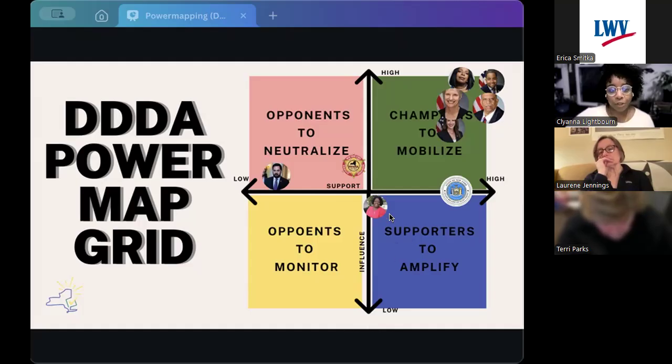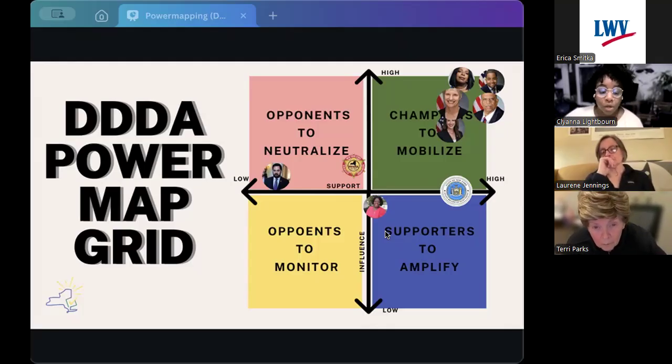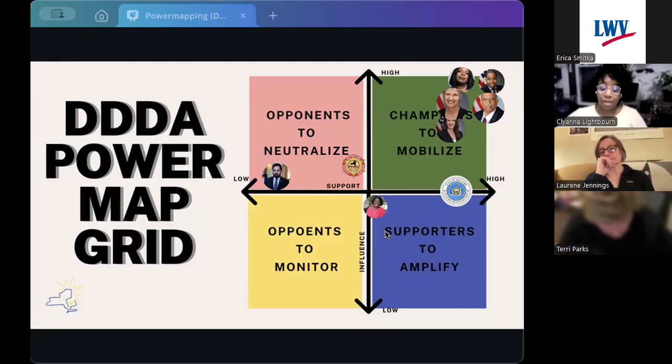Now we'll go to supporters who amplify. This is Assembly Member Crystal People Stokes. While she's not a huge supporter of the bill, she still has a high influence. And that would be somebody that we would need to work with, to ensure that they feel good about what we're putting forward in legislation, and that they are able to speak in support or help clear up any confusions or questions.